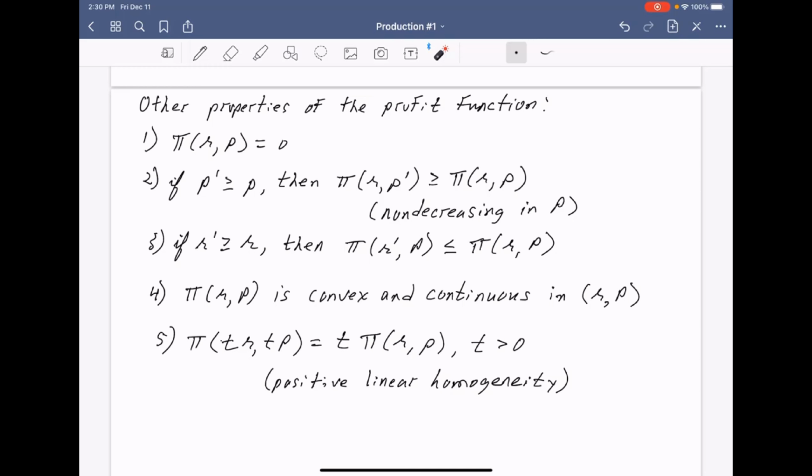If the input price is greater than the original input price, then the profit function is less than what it was previously. And the profit function is both concave and continuous in our input prices and output price. And finally, if we multiply all the input prices and the output price by t, it's the same as multiplying the profit function by t, as long as t is greater than 0, and that is a positive linear homogeneity property.